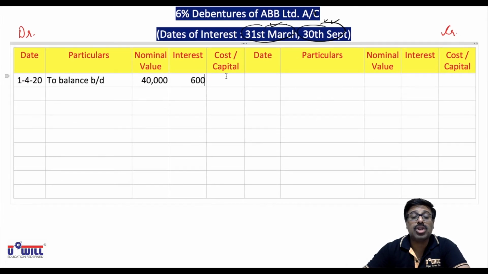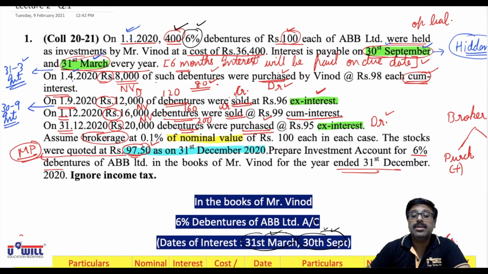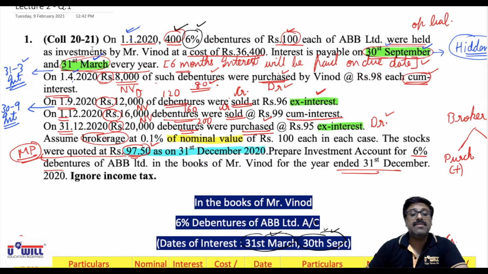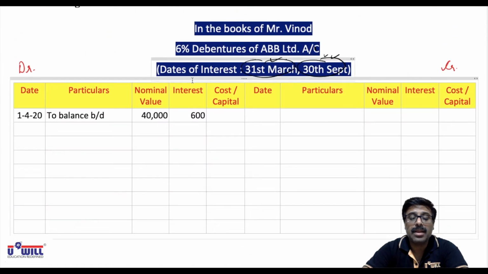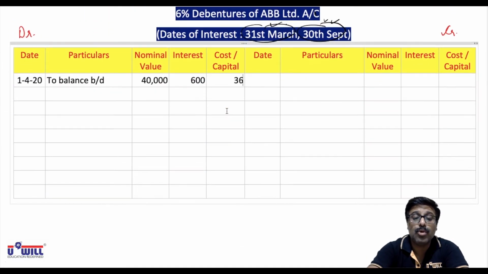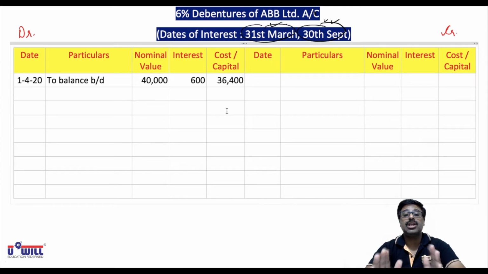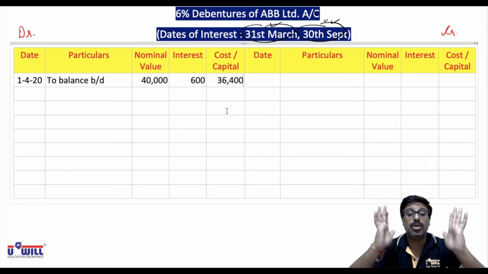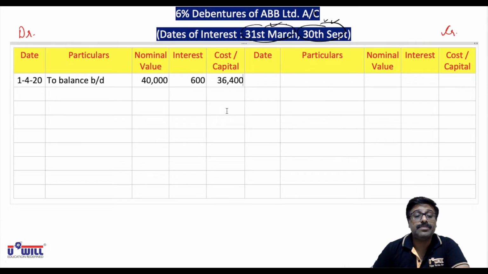Now what is the cost or capital directly given in the question? Read it. They were held as investments by Mr. Vinod at a cost of 36,400. Cost is directly given, 36,400. First transaction out of the 7 transactions has been recorded. Let us go to the next one.